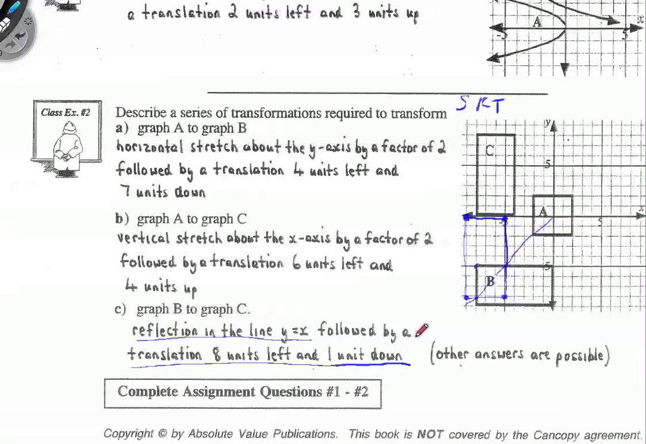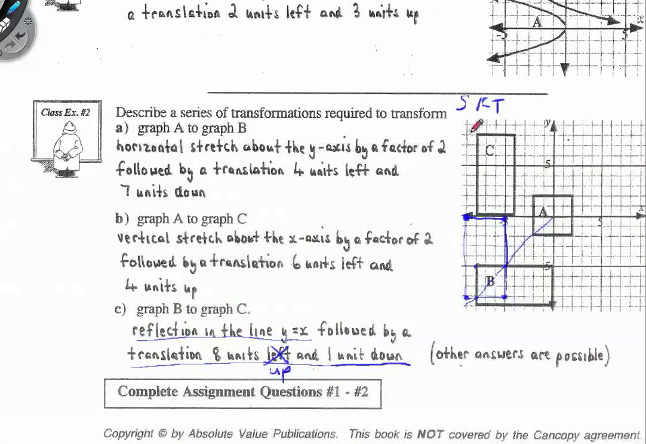Oh, they have 8 units left and 1 down. They actually mention other answers are possible. Now I think I looked over this the other day and said 8 units left does not make any sense, because if we're here, 8 units left would take us way over here and 1 unit down. So in fact this is a wrong answer. I think they meant to go 8 units, yeah, I think it's 8 units. This should be up.